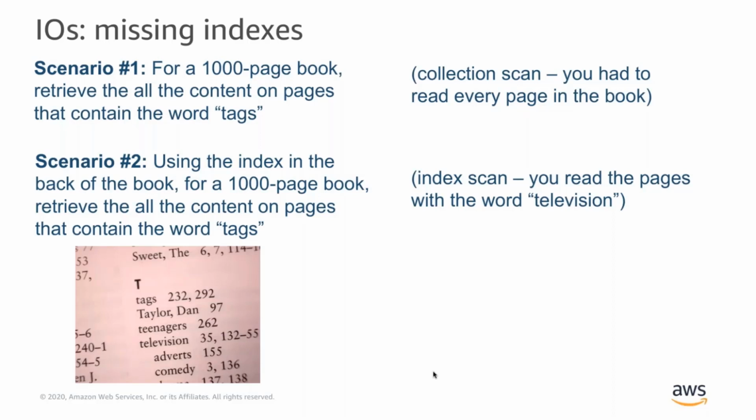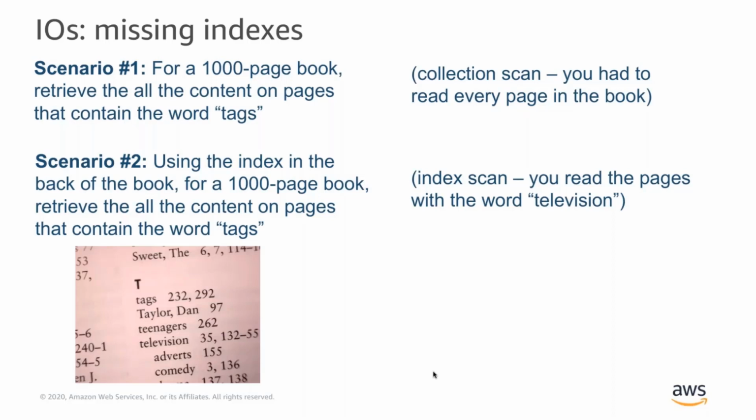So if I gave you the task of, okay, we'll use the index in the back of the book and go show me the contents, bring back the pages that have the word tag. That's called an index scan, right? So you would just go to page 232 and 292, and that would be it. We would just do that super fast.